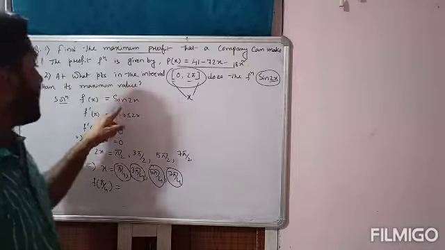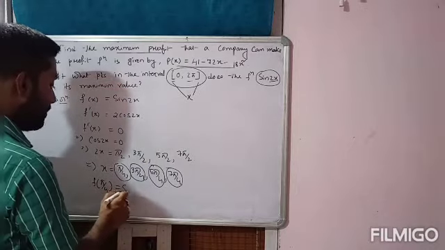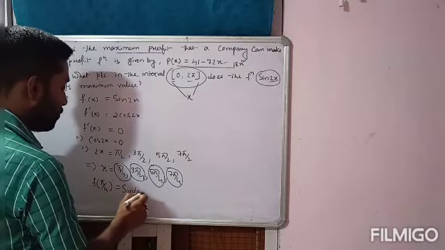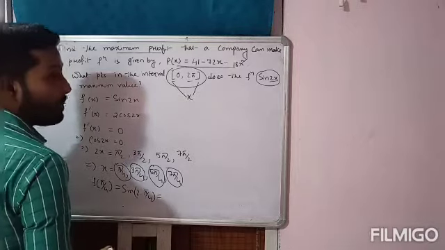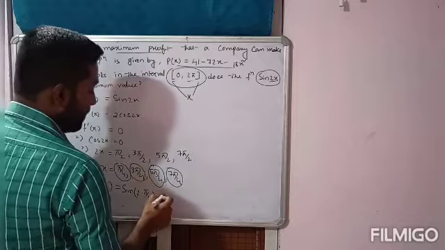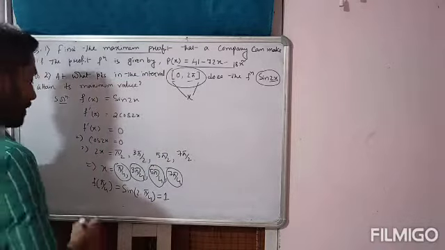What is f of x here? Sin twice x. So then what will f of pi by 4 be? Sin of 2 into pi by 4, that means pi by 2. And we know sin 0 is 0, sin 90 is 1. So the value of sin pi by 2 is 1.